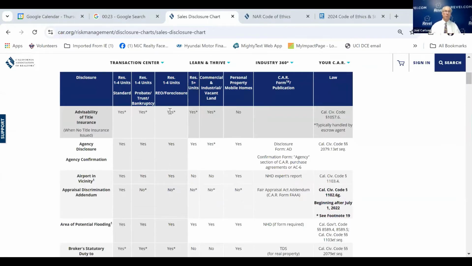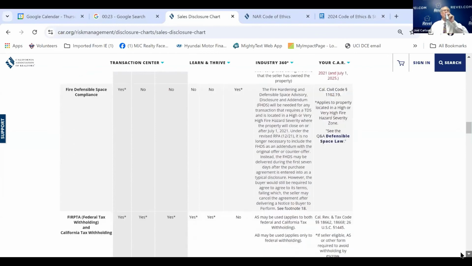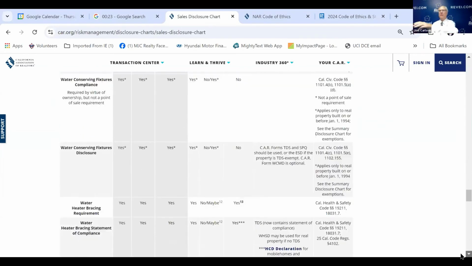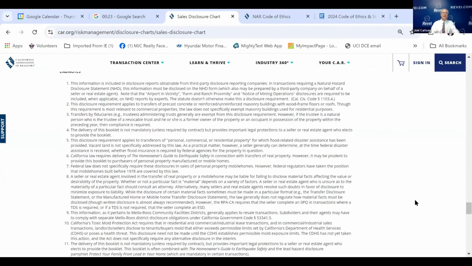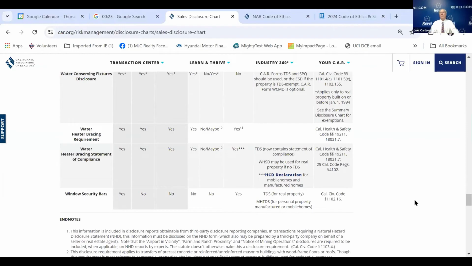If you're selling probates, trusts, this is the column. If you're doing foreclosures, this is the column. If you're selling apartments, 5 units or more, if you're selling commercial, industrial, this is the column. You're doing personal property. Here's the actual form and the law. 53 disclosures, of which 48 are required by law.